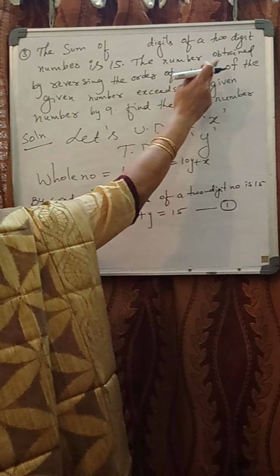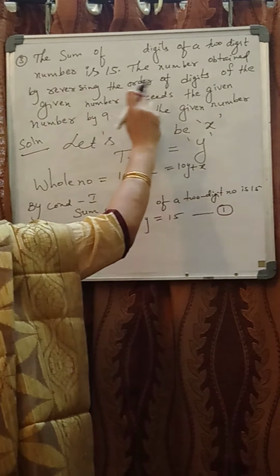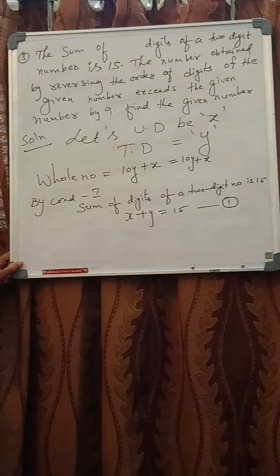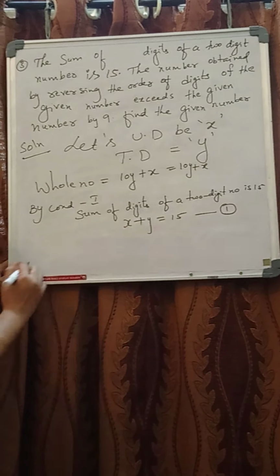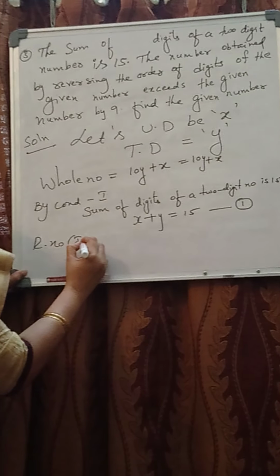The number obtained by reversing the order of digits of the given number exceeds the given number by 9. Listen, children. The number obtained by reversing the order of the digits. You have to find here the interchanged number or reversed number. So how to find the reversed number, children?